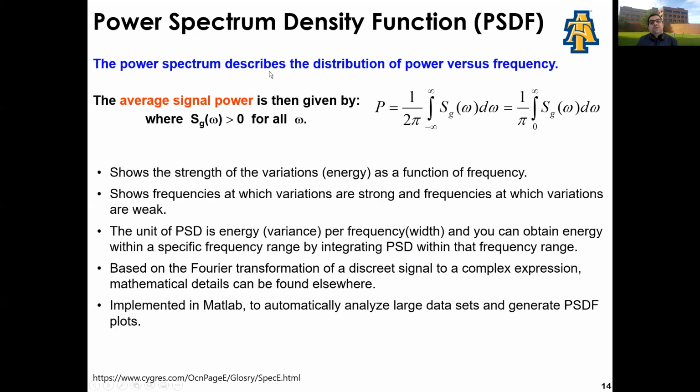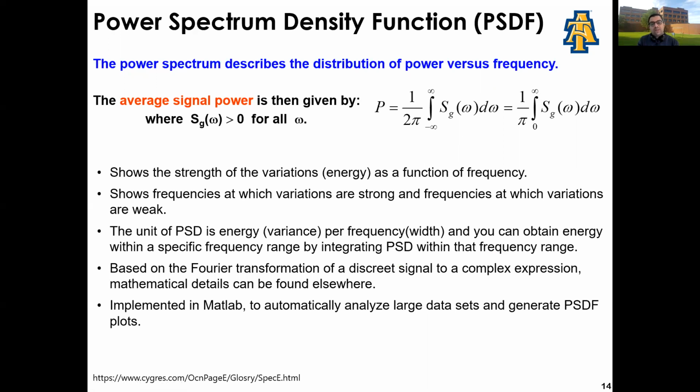The power spectrum describes the distribution of power versus frequency. You basically calculate the average signal power, and this is the equation for it. It shows the strength of the variations in energy as a function of frequency, the frequencies at which the variations are strong and the frequencies at which they are weak. It has a unit of energy per frequency, and it's based on the Fourier transformation of a discrete signal to a complex expression. You can find the mathematical details elsewhere.